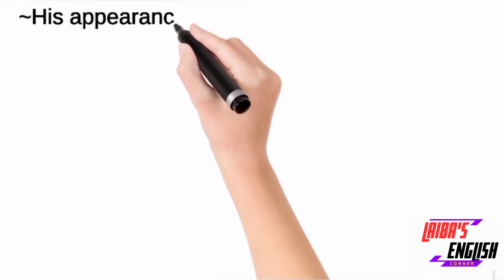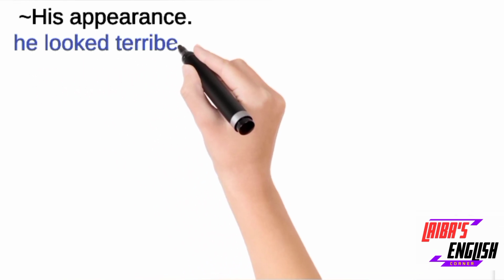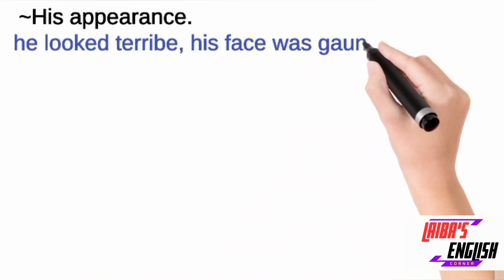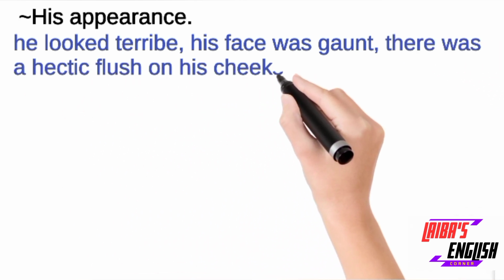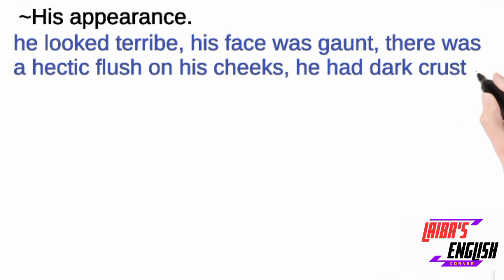Now, there are two subparts of this question. We have to talk about his appearance first, and then we have to talk about his actions. His appearance: he looked terrible. His face was gaunt. There was a hectic flush on his cheeks. He had dark crust on his lips. So, this is all about his appearance, how he was looking.